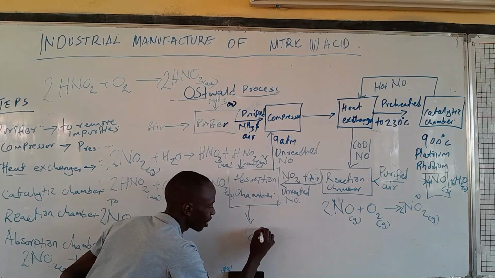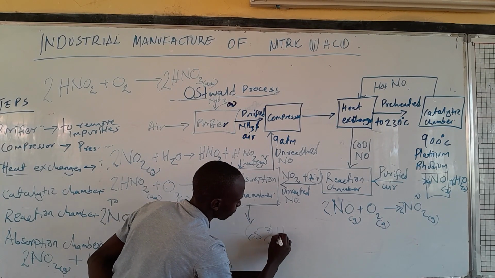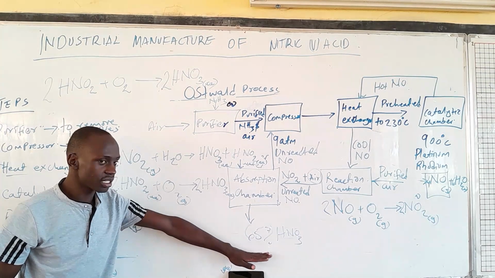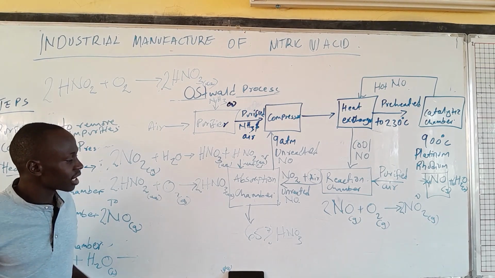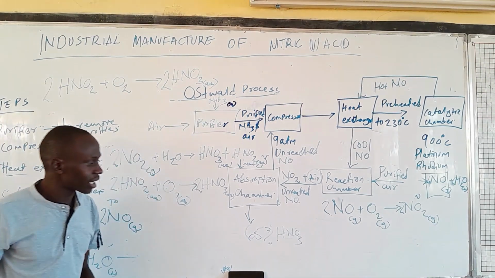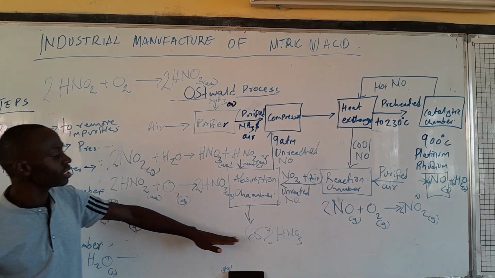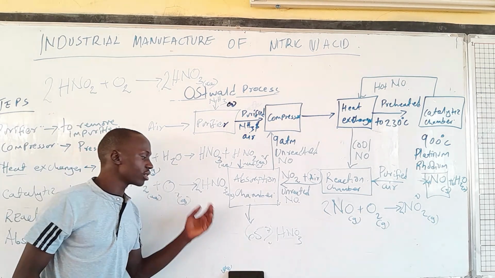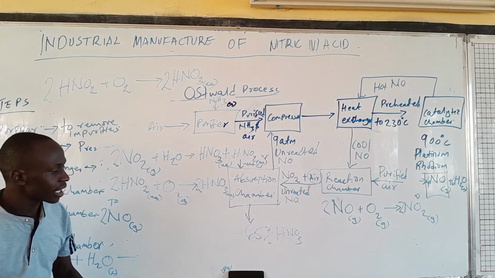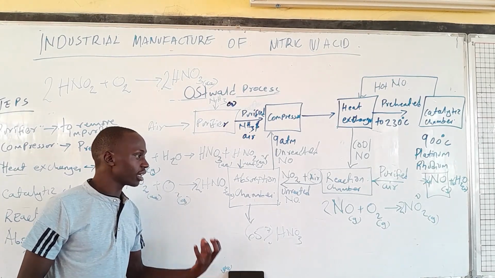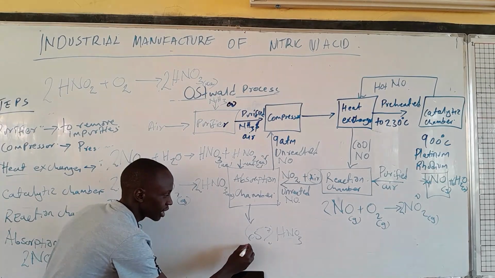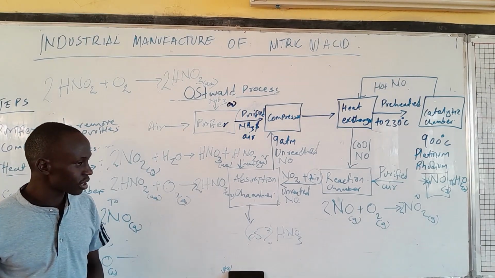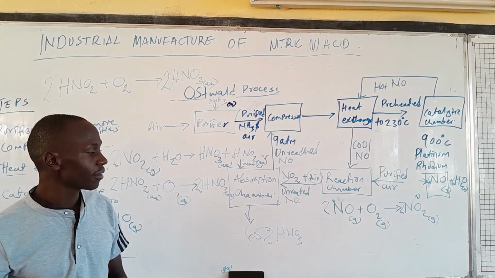So here we have 65% nitric (V) acid. The nitric (V) acid produced here is 65%. For us to obtain a more concentrated nitric (V) acid, we are going to distill this nitric (V) acid produced and pass it over concentrated sulfuric (VI) acid that will remove the water that is present, that is 35% water. So the sulfuric (VI) acid will remove the 35% water for us to obtain concentrated nitric (V) acid.